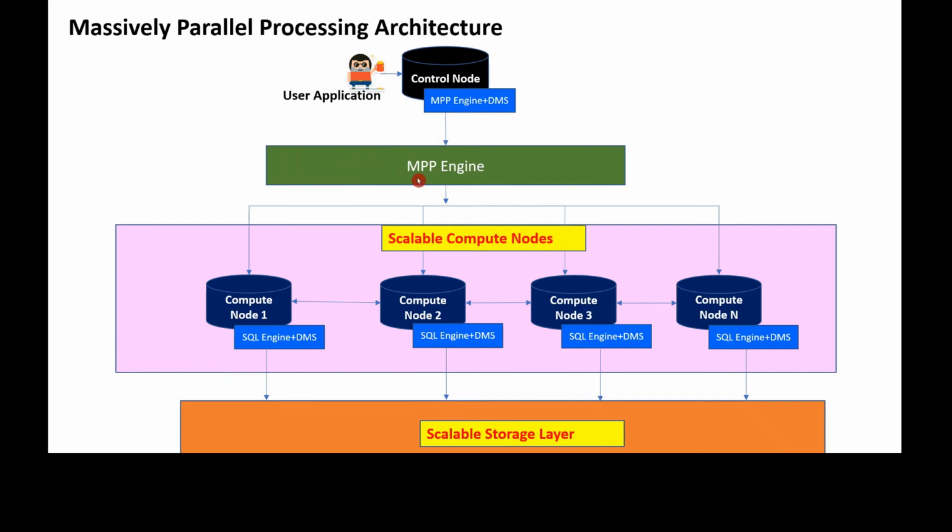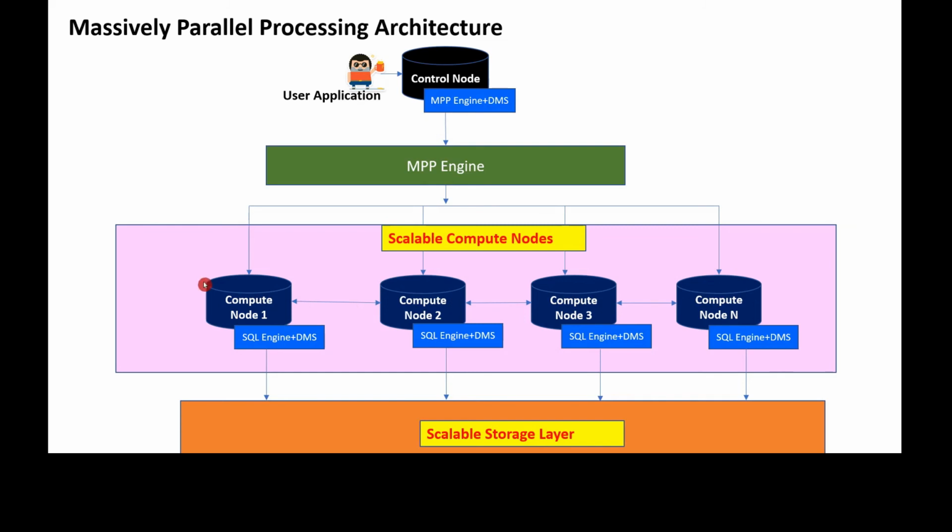Then the MPP engine will pass the control to the compute node, and the compute node and MPP engine are completely decoupled. Once the compute node gets the instruction from the MPP engine, which means which task to be executed, each and every compute node contains a separate processor and memory, and this compute node is completely scalable. In the architecture we have only one control node, but we can have 60 compute nodes. Now when I say 60, that is the maximum limit. It starts with one compute node and can automatically scale up to 60.